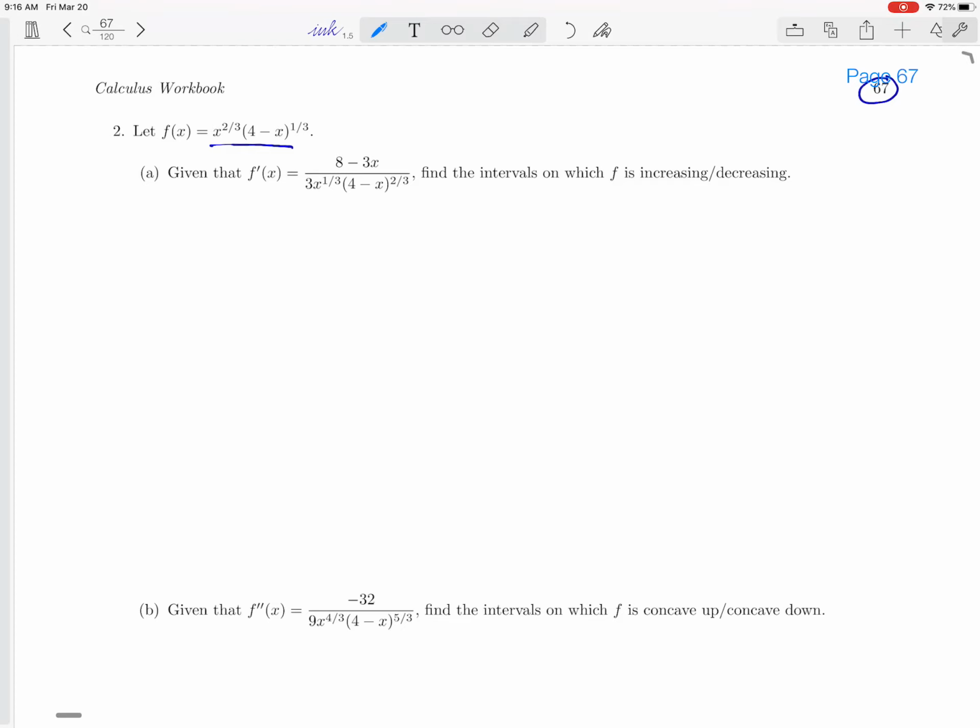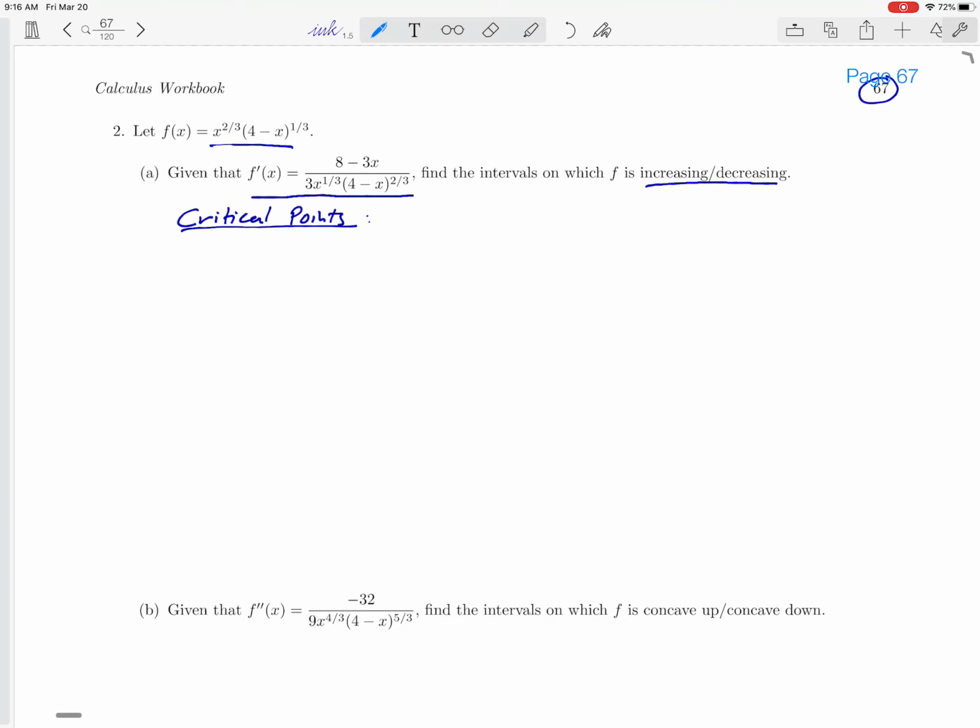So they've actually done that part for us. And in part A, for example, they've taken the derivative, gone through all of the algebra that would be necessary to simplify it, and come up with this formula. We're simply being asked to use that formula to determine where f is increasing and decreasing. Okay, so this process is going to look the same as it did in our previous examples. We are interested in finding critical points to get started.